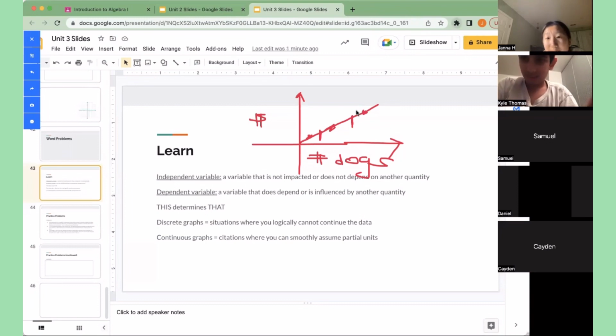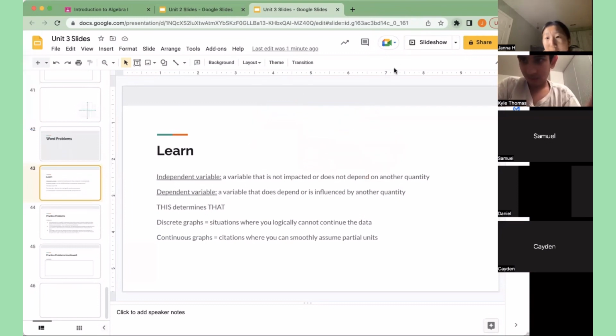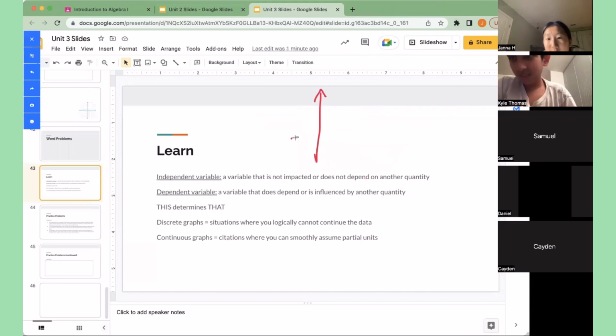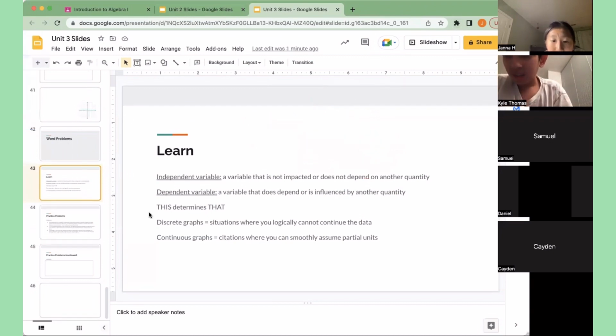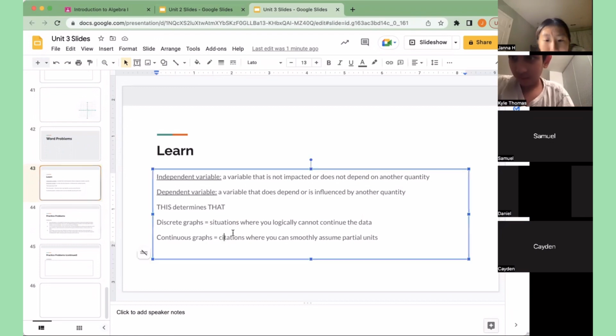So for this, you would have a discrete graph. So the points are separated. And that's how you determine if you use a discrete or continuous graph. Continuous graphs, again, are where you can smoothly assume partial units. I'm sorry, there are so many typos on here.